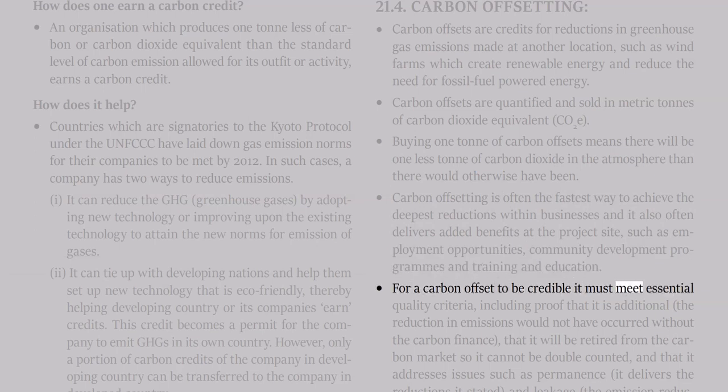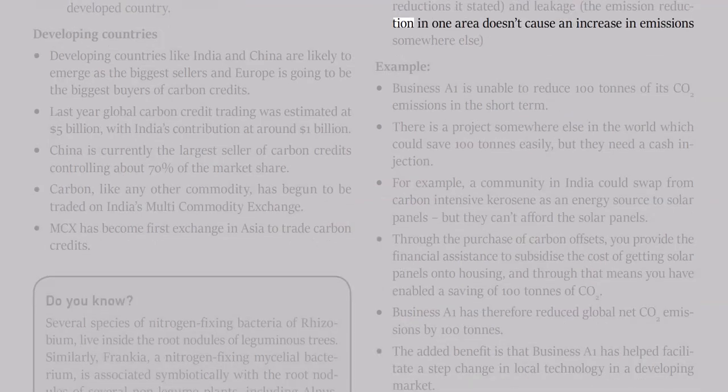For a carbon offset to be credible, it must meet essential quality criteria, including proof that it is additional, the reduction in emissions would not have occurred without the carbon finance, that it will be retired from the carbon market so it cannot be double counted, and that it addresses issues such as permanence, it delivers the reductions it stated, and leakage. The emission reduction in one area doesn't cause an increase in emissions somewhere else.